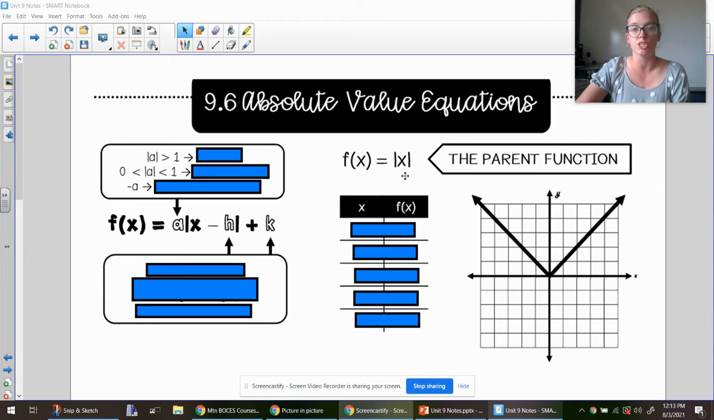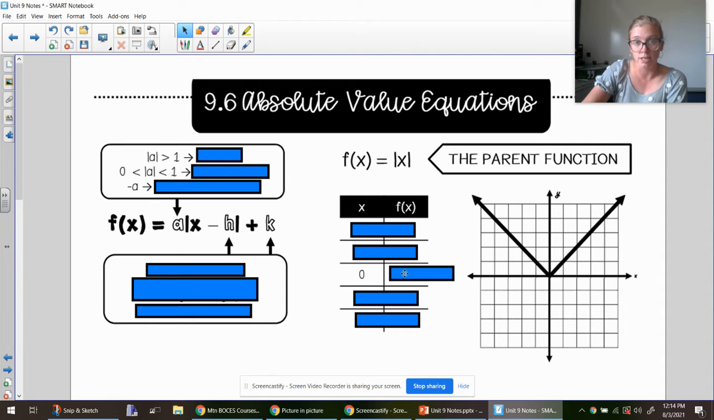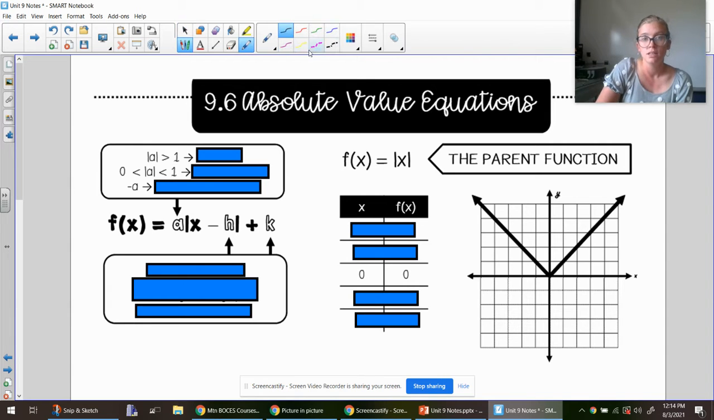So before we talk about how we write an absolute value equation, let's look at what's called the parent function. Parent function means the most basic version of the function you can possibly do. For an absolute value equation, the parent function is f of x equals the absolute value of x. Let's look at what that evaluates to. So if x is 0, the absolute value of 0 is 0. That is this point on the graph.